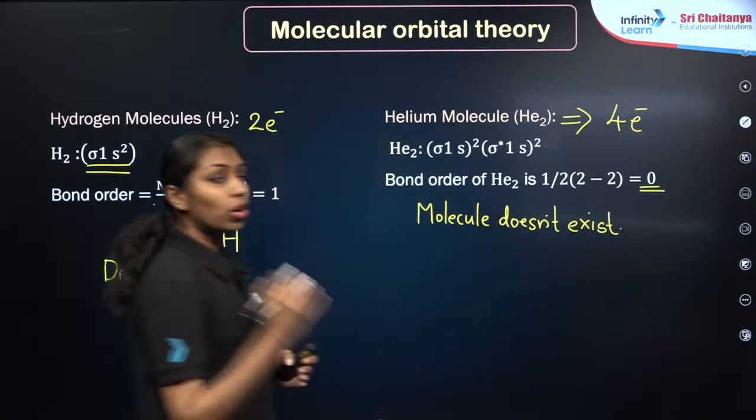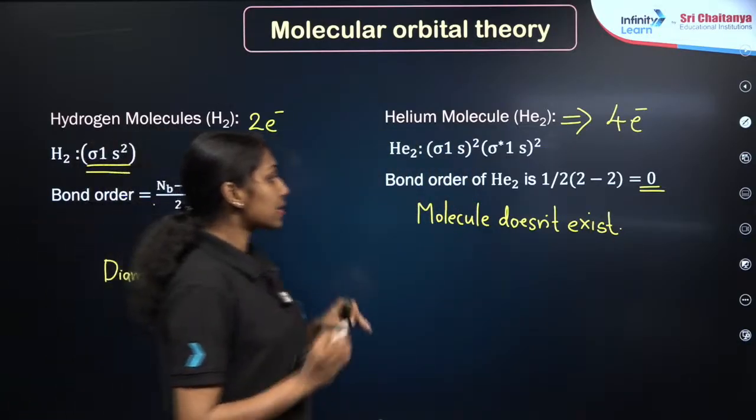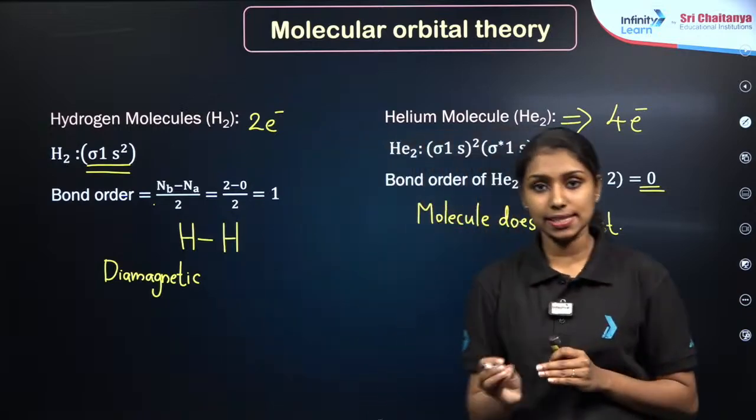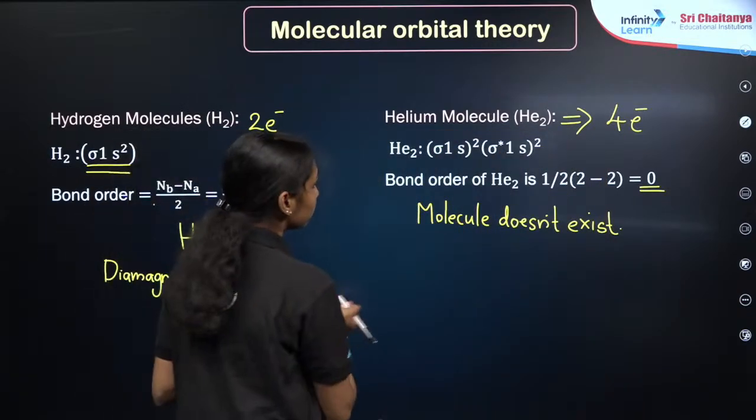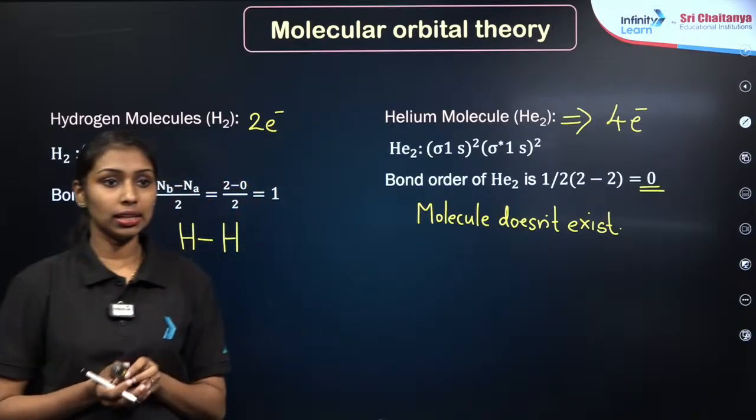Okay, if we are taking the bond order, we can say that if the bond order is 0 or less than 0, it will not exist as a molecule. So we can say that the He2 molecule does not exist, because its bond order is 0. Clear?